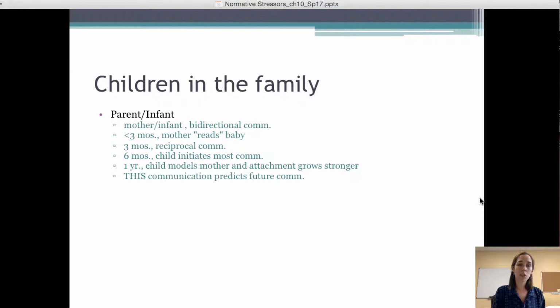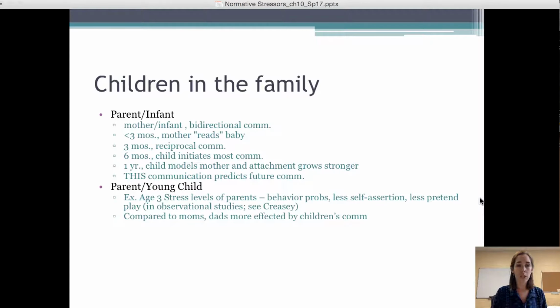And at 6 months, the child initiates most of the communication. So the child is the one that gets into it with a cry or a laugh or a sneeze. They're the initiator of most interactions at 6 months. At 1 year, children model their mother and their attachment grows stronger. And we talked about that already. And this communication predicts their future communication.